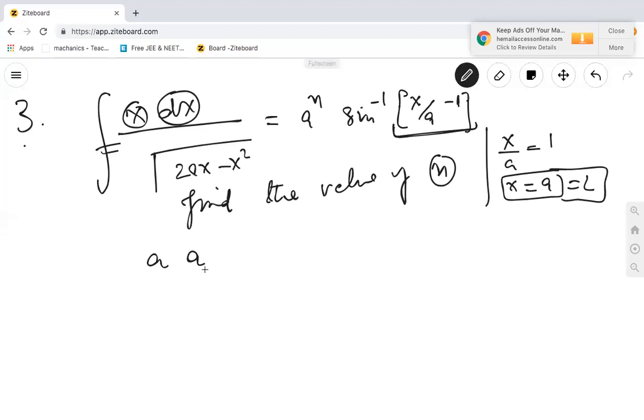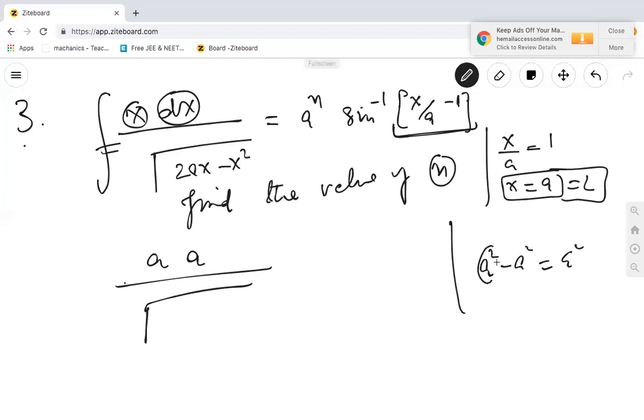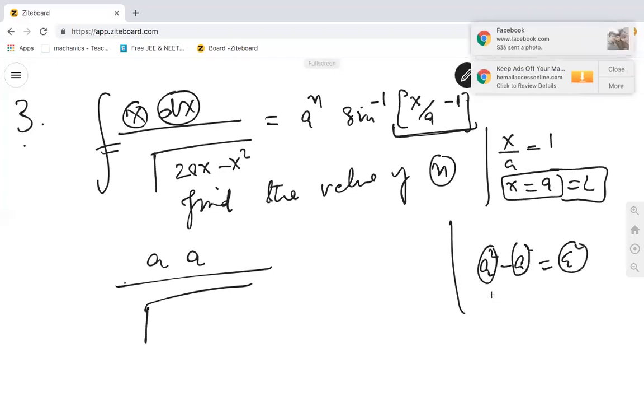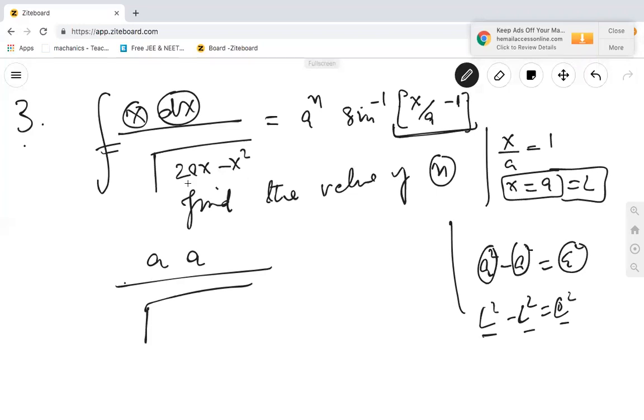Divide by root. It is a into a square minus a square. No, that is not zero. It doesn't work like that. Look, a square minus a square is equal to a square, because the dimensions are the same. It is not that L square minus L square is equal to 0. L square minus L square is again L square. It is all about dimensions. You are not actually subtracting things. You are writing the dimensions.